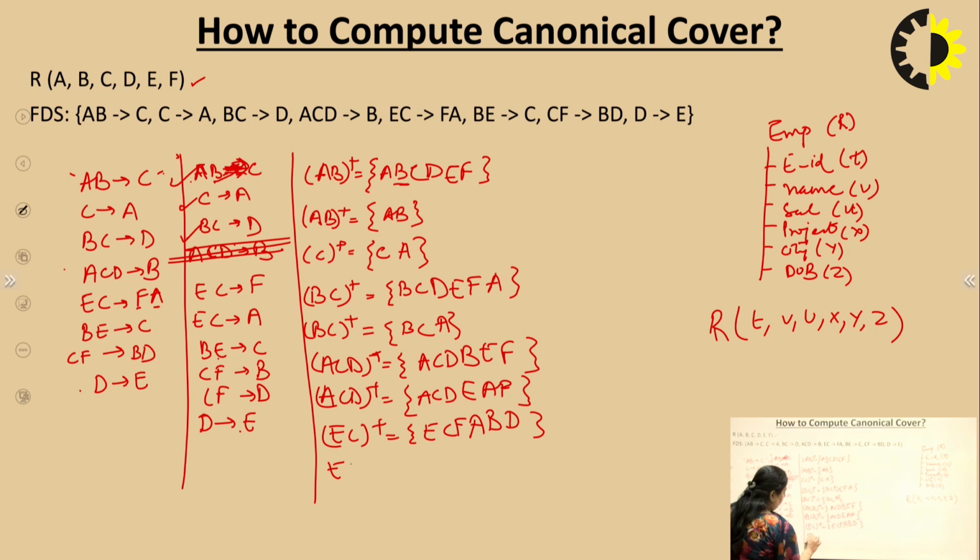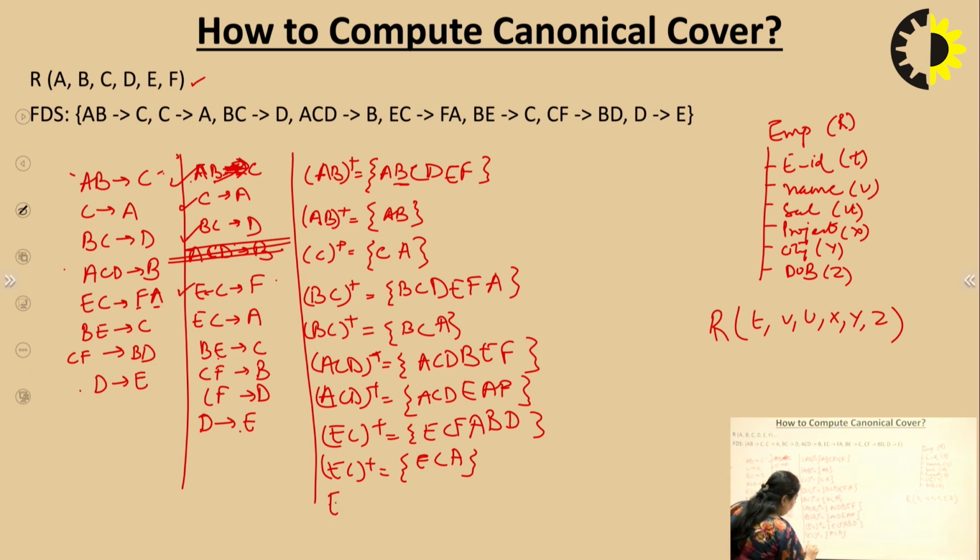Now again hide this EC. EC determine F. So we are finding EC, then we are finding A. From AC, no, nothing. Now from CF, no, we are unable to find out anything. So it is also an essential one.